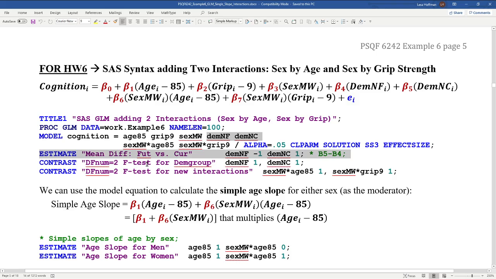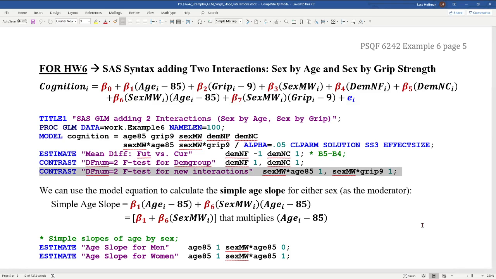This line right here asks for the difference of future and current. Contrast lumps those 2 dummy codes back together again to give me an overall effect of dementia group, or what's known as an omnibus effect, as well as an effect size. And this contrast is used to test the simultaneous addition of those 2 new interaction terms. So whether or not those 2 things work together to significantly increase R square. Contrast will give me an F test for the change in R square.